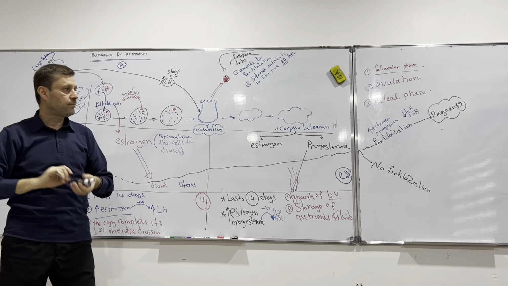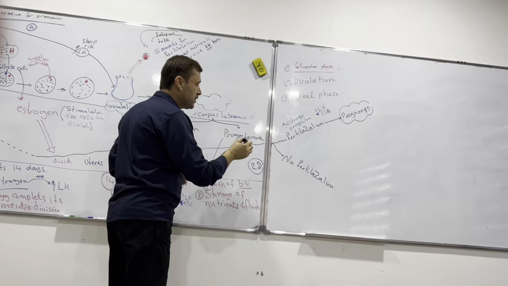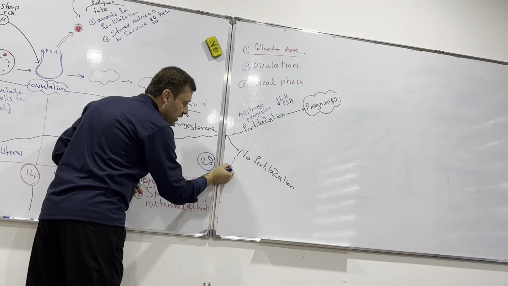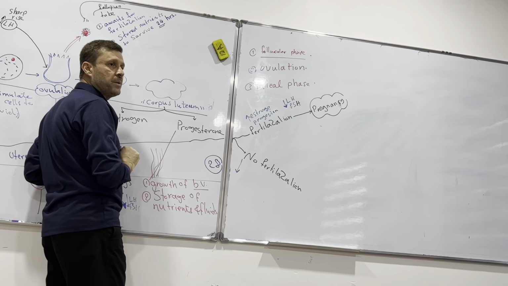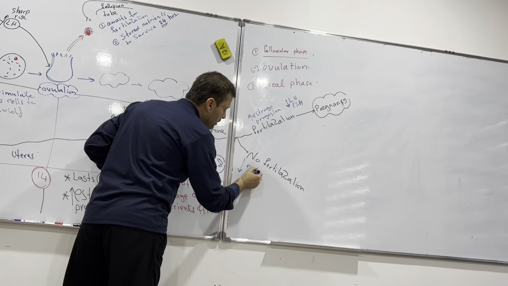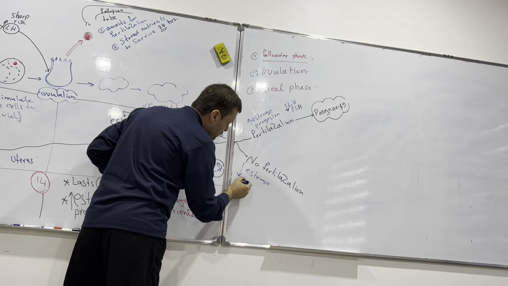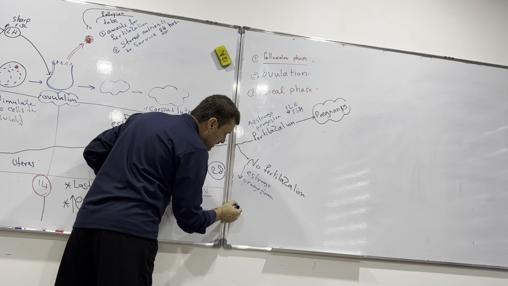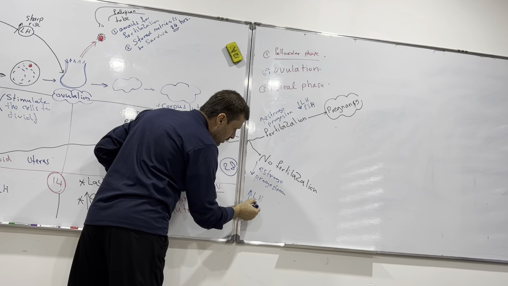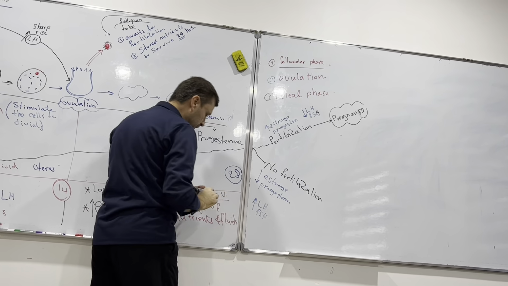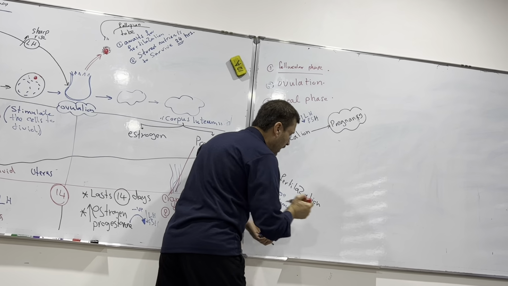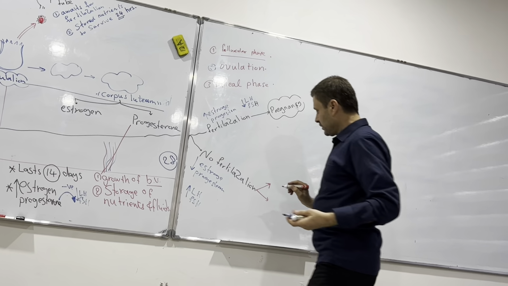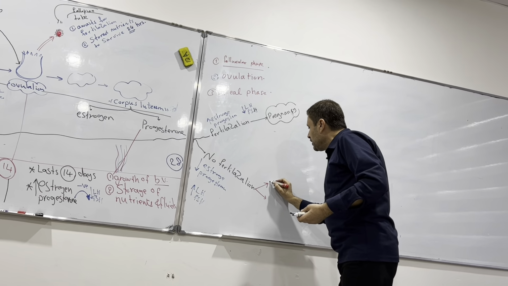And if there is no fertilization, look, the corpus luteum stops production of estrogen and progesterone. Estrogen and progesterone decrease, and the level of LH and FSH increases. Together, they start a new cycle.